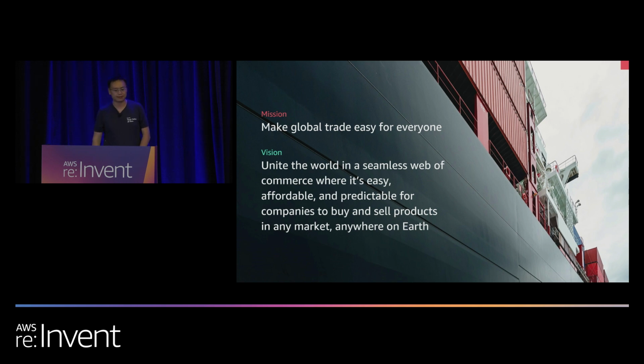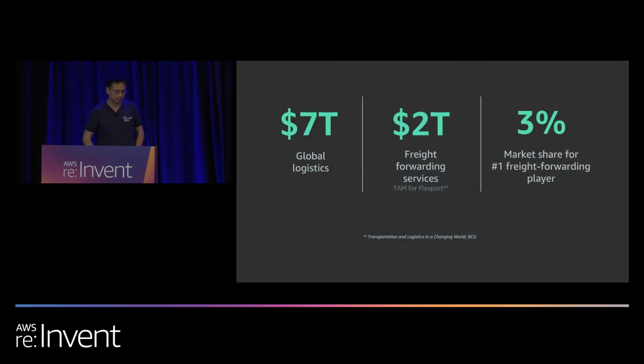Let's take one step back and look at global trade, okay? Global trade takes around 10% of the global GDP. So the whole logistics market itself is around $7 trillion. And in this whole $7 trillion, companies spend 25% on freight forwarders, okay? That's around a $2 trillion market.